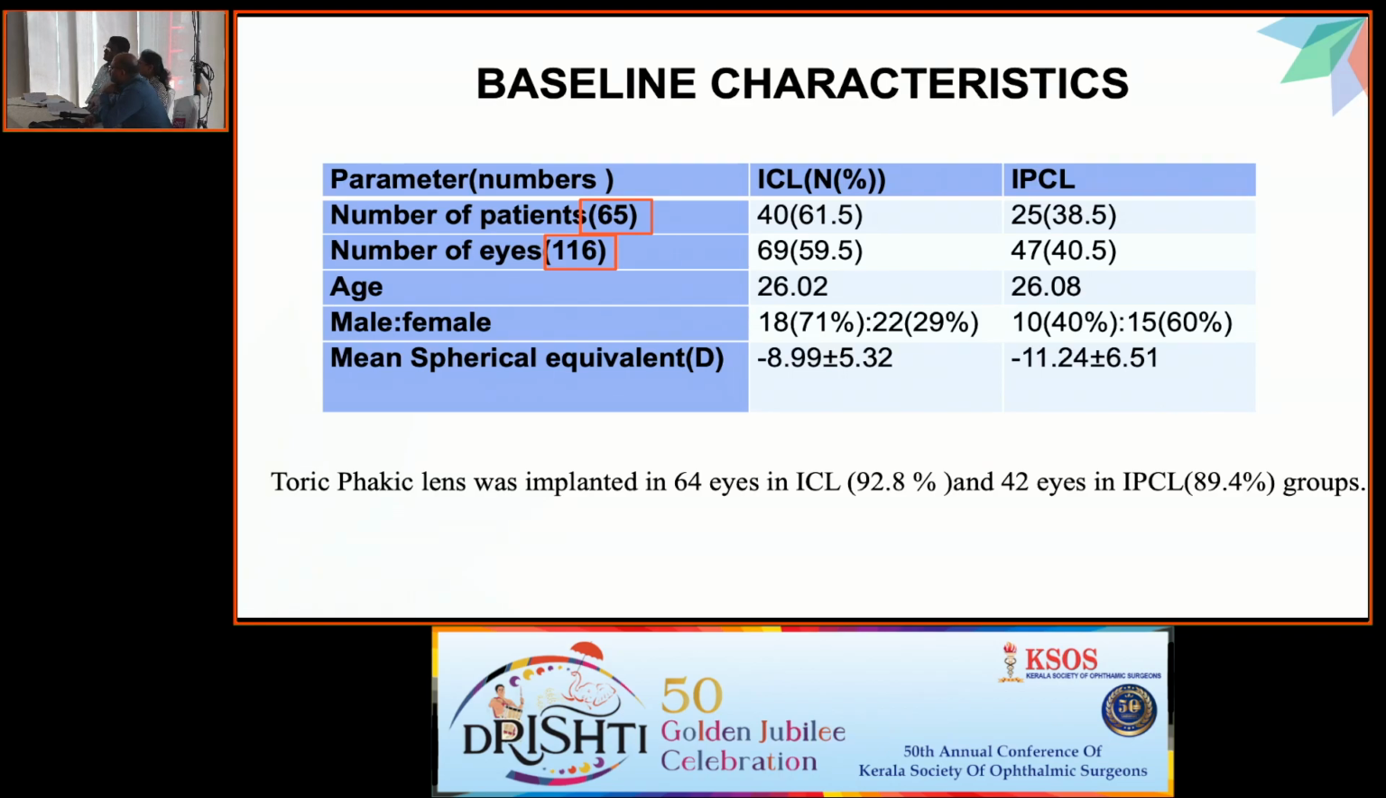Were both smart torics, or did the ICL require rotation? Torics that come with IPCL are smart torics. The ICL had to be rotated, and the rotation issue, in which one? We had it with IPCL. Because ideally IPCL should not have rotation.